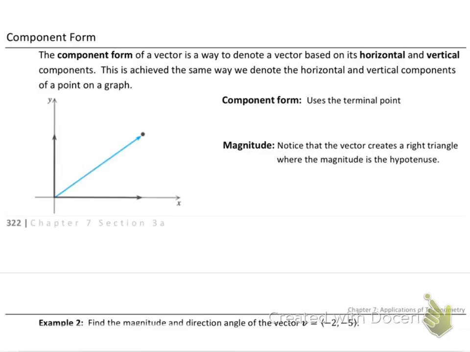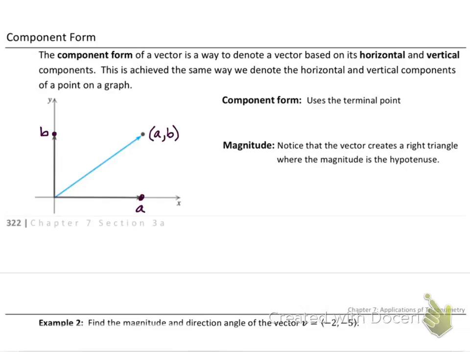So the component form of a vector is a way to denote the vector based on its horizontal and vertical components. This is achieved the same way we denote the horizontal and vertical components of a point on a graph. We just use the x value and the y value. The only thing different is because we are talking about vectors, instead of x values, we usually say this is my a value. On the x-axis, we use an a value. On the y-axis, we're going to use a b value, which means that point where that vector ends is actually giving me the point a, b. So that's the point.